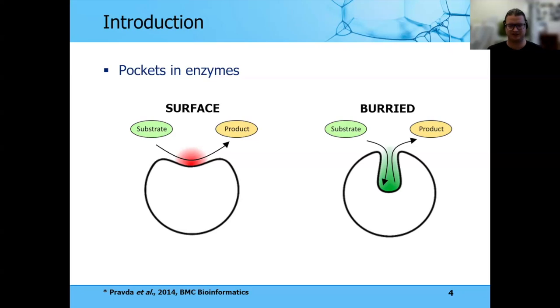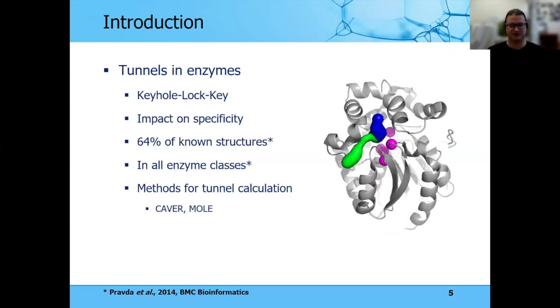In this case, there's an actual part of the protein which limits the free movement of the substrates going into the active site. And also, after the catalytic reaction happens, the product has to leave through this part of the protein. These parts of the enzyme have an impact on the specificity of the enzyme, but also block the unwanted molecules. So this kind of structural part of the protein is defined as a tunnel.